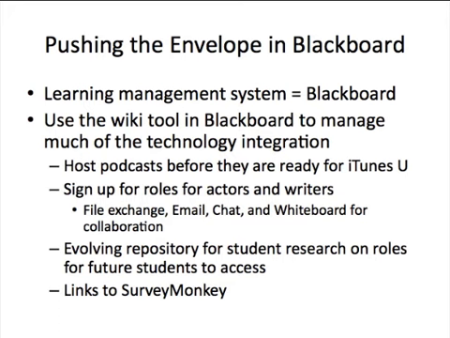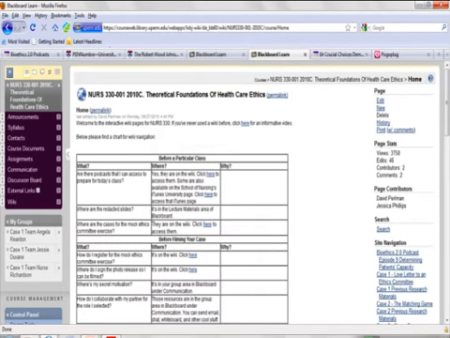The other thing that I really use it for is that it's an evolving repository for student research. So a student will come across an excellent article that's new in the literature for doing this role, they can post that into the wiki, and it becomes a permanent research repository for the students to access. The other is that it also hosts the links directly to SurveyMonkey so I can gather data about what they thought about the activities. And here's what my front page wiki looks like.